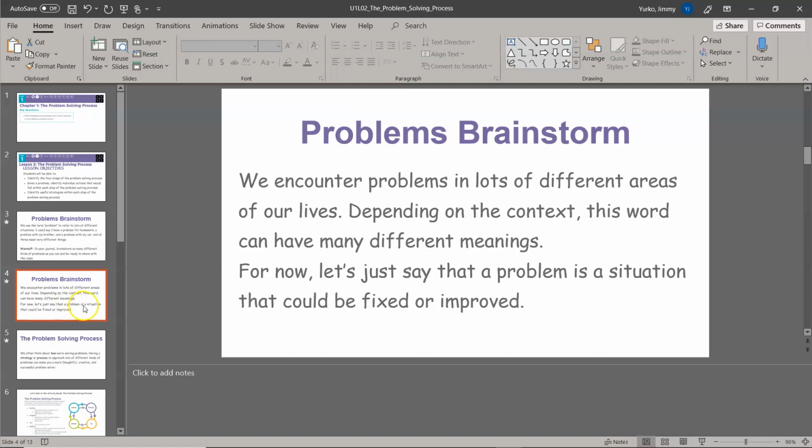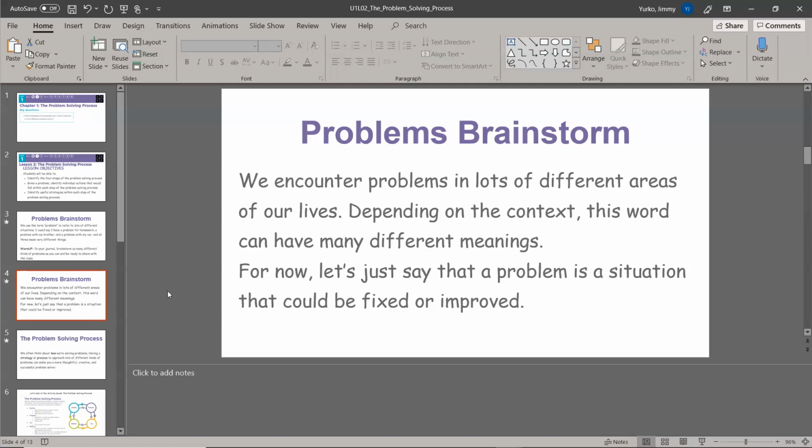Okay. So in general, a problem is a situation that can be improved. We're not going to talk about problems as things that can't be fixed. We can't control the weather. We can't control how long a day is. Those aren't problems.